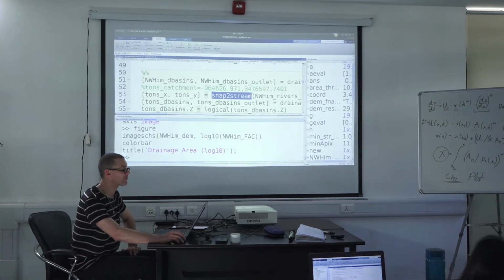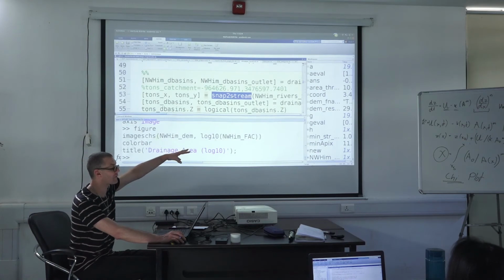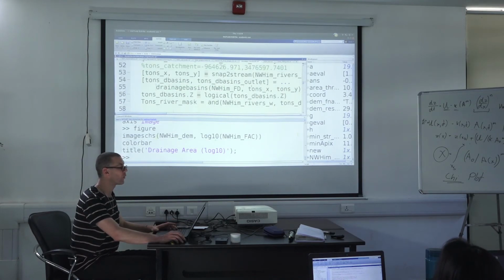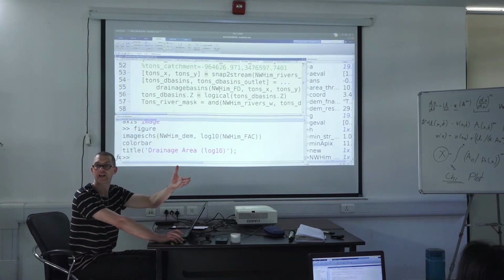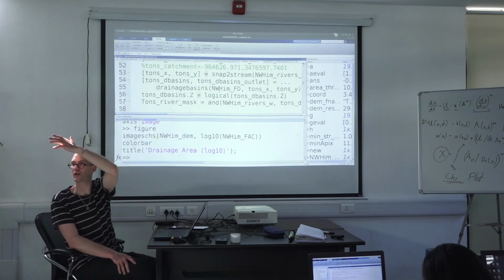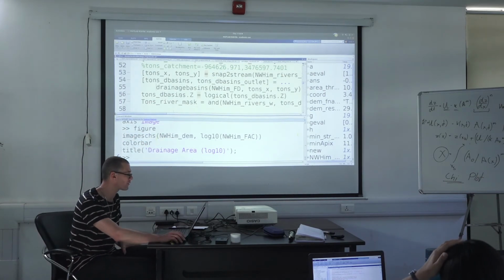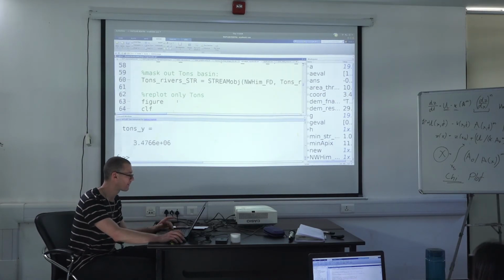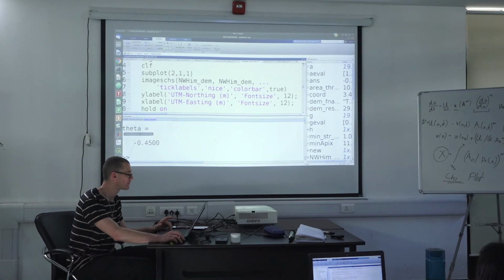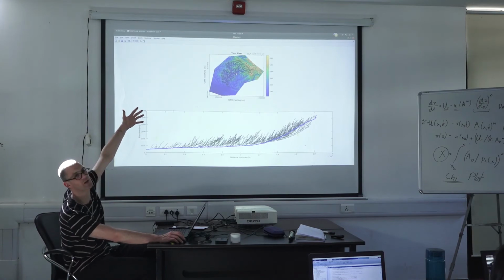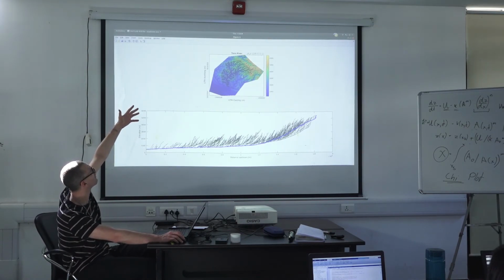I'm telling MATLAB to make sure that this coordinate really lies on a river, and then I'm using the drainage basin command with these coordinates to extract a single catchment. So I'm now extracting only the Tones River, and the Yamuna is flowing in the other direction. So I'm only extracting the Tones River, and then I can replot this figure. And now you see I'm only plotting the one side of the catchment, okay? Now I'm only plotting the Tones and not the Yamuna anymore.